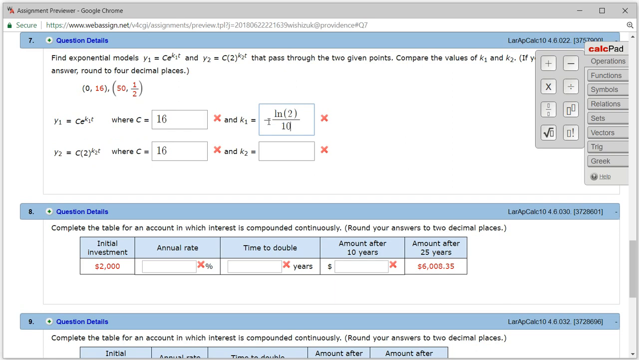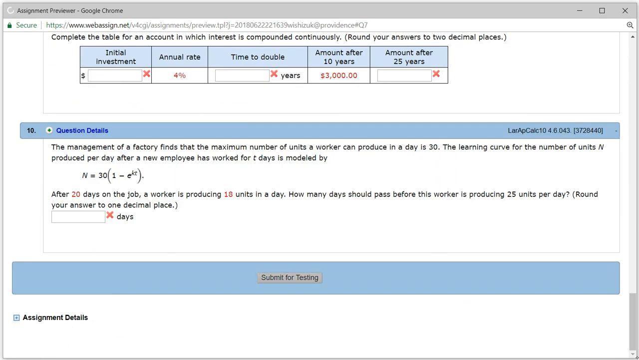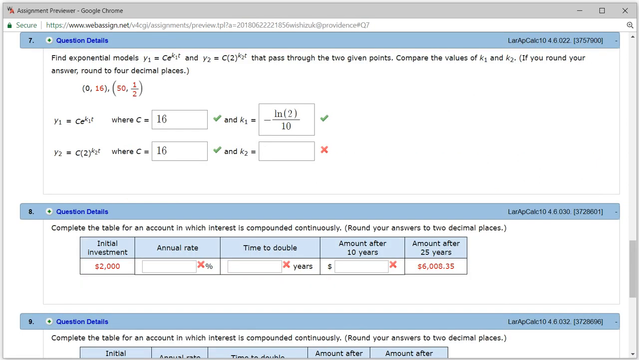Let's check the answer. Submit for testing. It came back and looks like we got 3 of them correct. So let's find the k2 value.